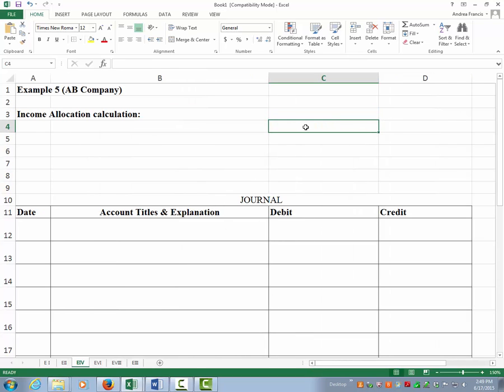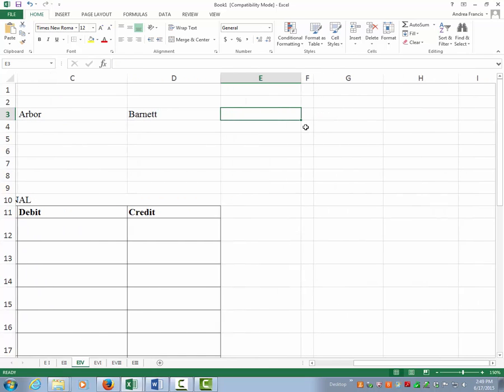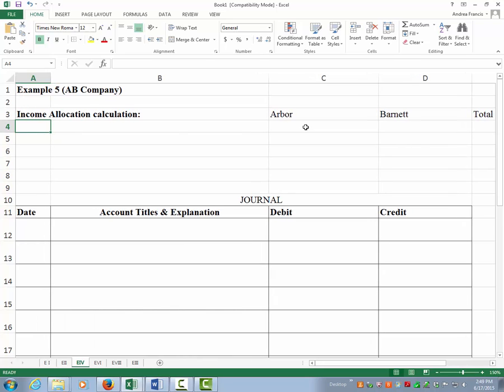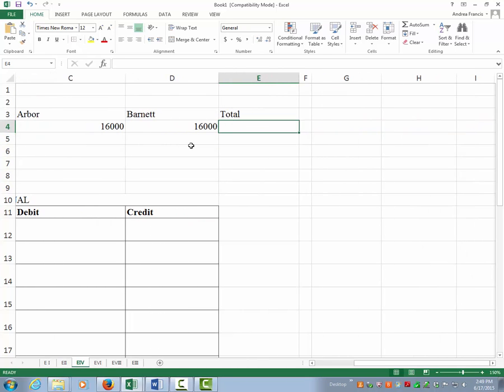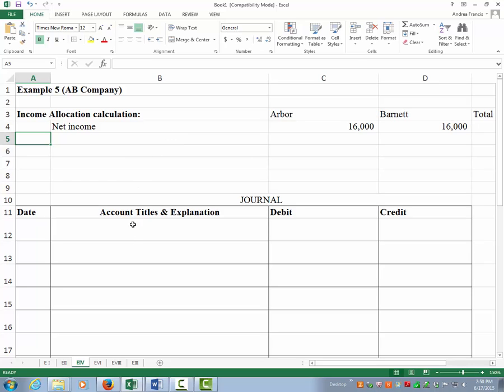So we need to allocate these amounts to the partners. It's easier if we just say Arbor, Barnett, and total. This is not going to be a difficult allocation because when we think about it, there's really a 50-50 split, right? If we think back to the question, it said that the partnership had $32,000 of net income. So all we need to do is split this net income. So it's 50-50, so 32,000 divided by 2 is for Arbor, the same thing for Barnett, and in the end the total is 32,000. So we know we've done the allocation correctly. Quite basic.